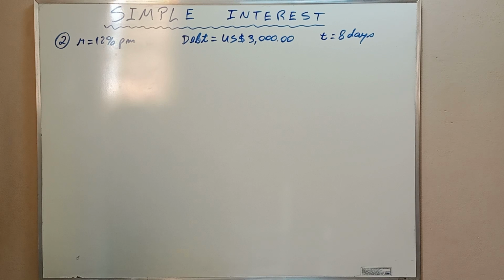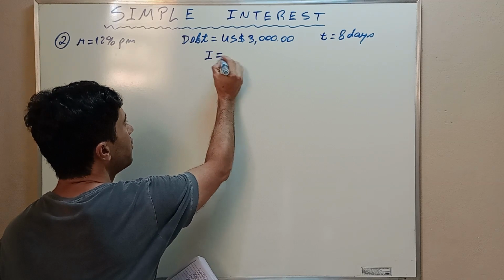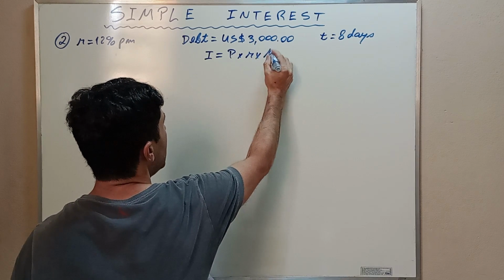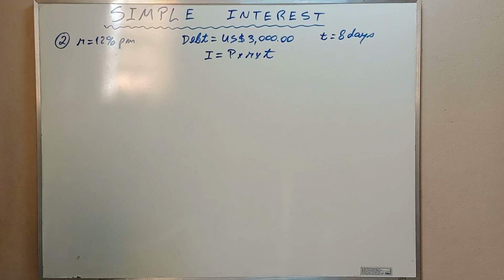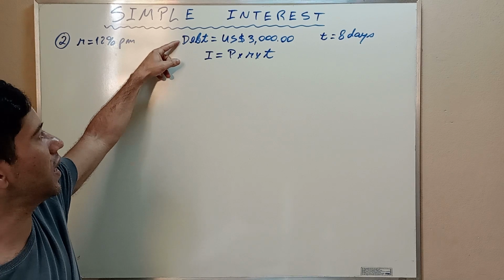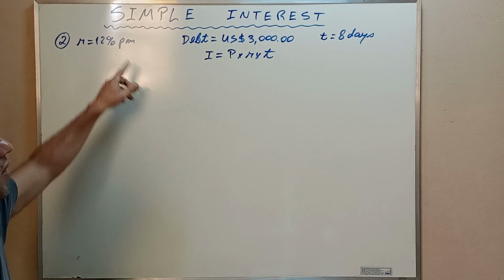Let's go to the solution, and to determine the amount payable when the debt is settled 8 days late, we shall use the simple interest formula. And what is the simple interest formula? The simple interest formula is this: interest is equal to principal times rate times time. Okay? This is the formula that we are going to use. And the principal was said to be $3,000.